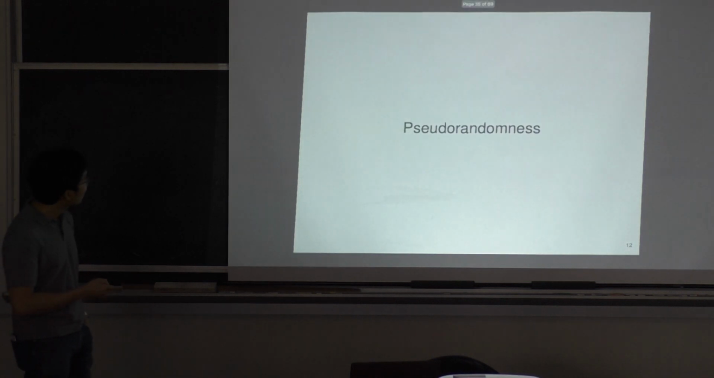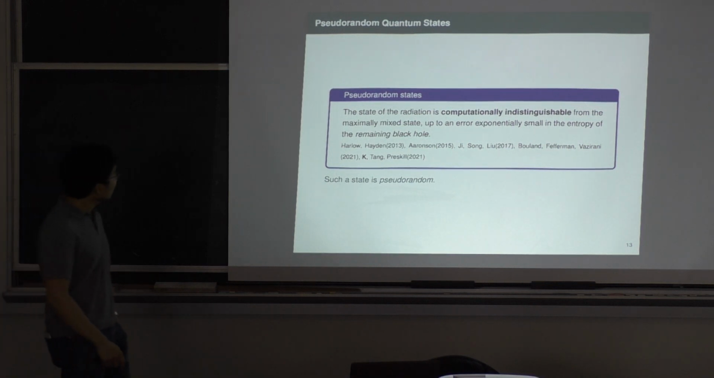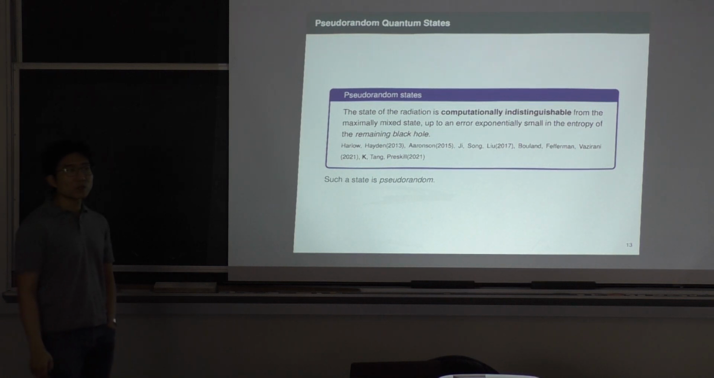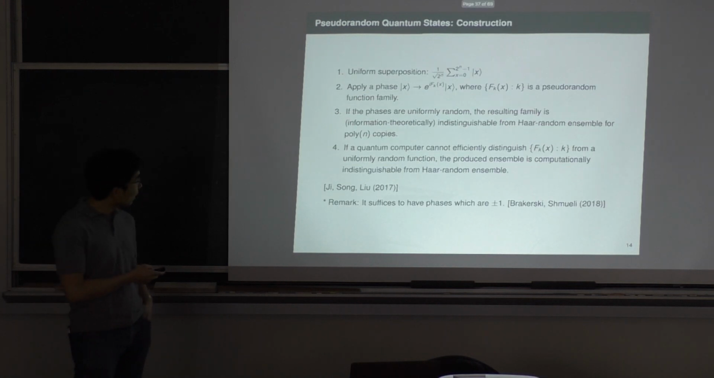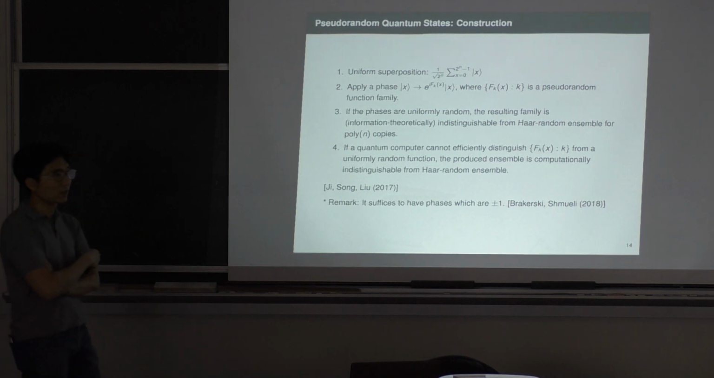So let me first talk about this pseudo-randomness, because maybe not everyone is familiar with it. Let me first talk about pseudo-random states. These are a family of quantum states. You can think of it as an ensemble of quantum states which are not quite Haar random, in the sense that you can efficiently produce them. But nevertheless, for all intents and purposes, you will be unable to distinguish them from a Haar random ensemble. The fact that such a state exists is somewhat surprising, but once you look at the construction, you can see that it's actually plausible.